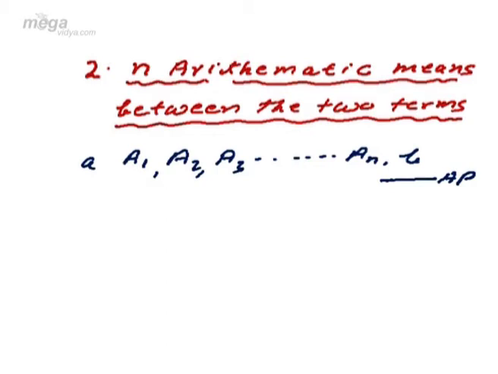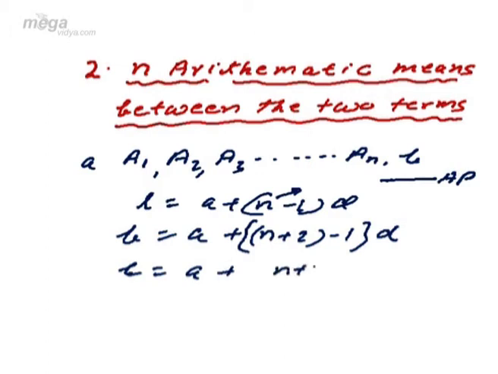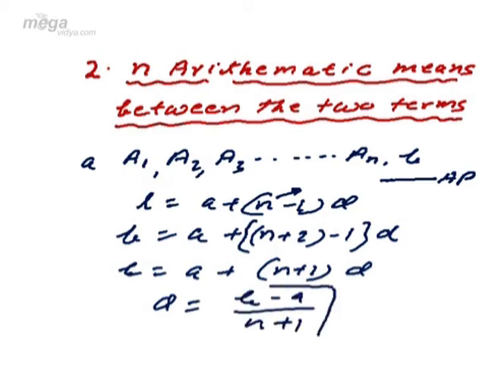Suppose you want to find A1, A2, A3. In that case, first of all, we have to find the difference of this AP. For this, I use the formula l is equal to a plus (n minus 1) into d. Here l is b, the first term is a, and the number of terms is n plus 2. So b is equal to a plus (n plus 2 minus 1) into d, that is b equals a plus (n plus 1) into d. Then the difference is (b minus a) upon (n plus 1). This is the difference of this sequence that is in AP.